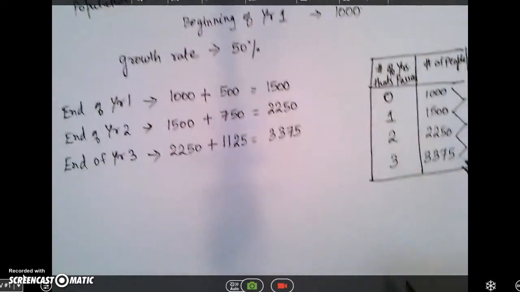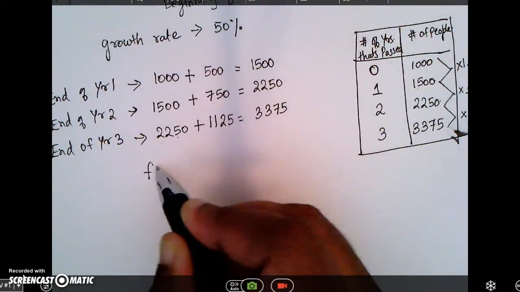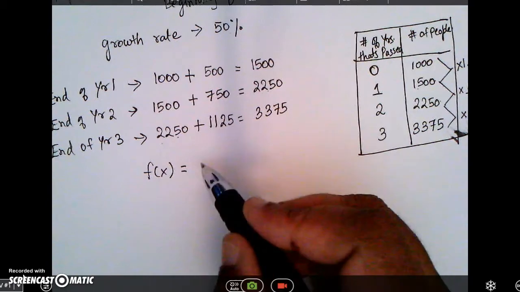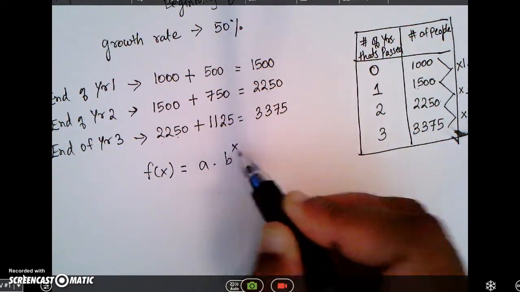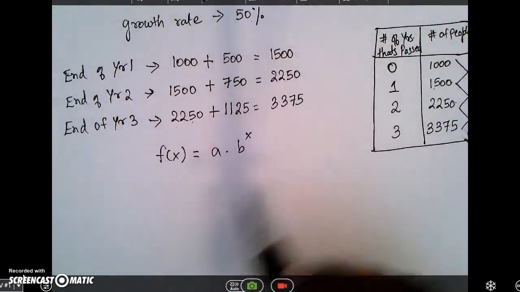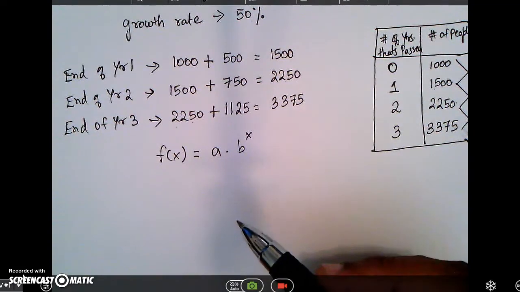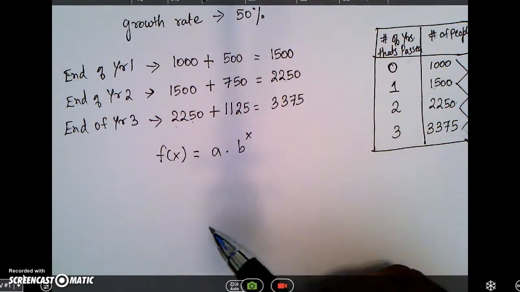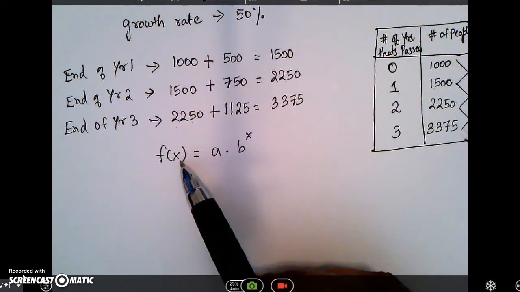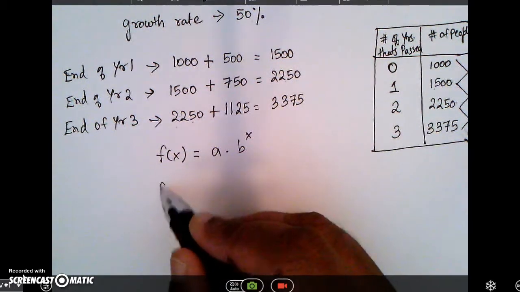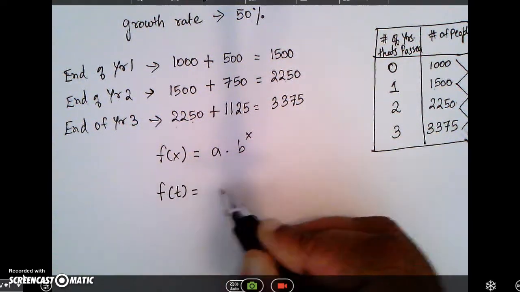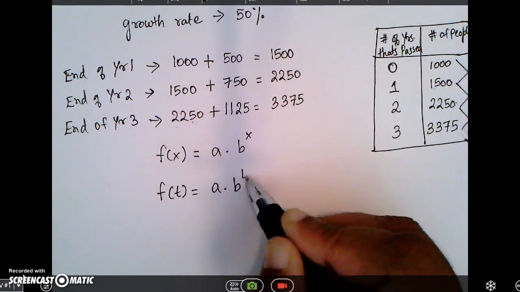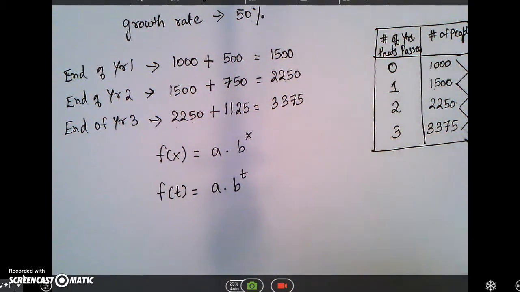All right. If I want to write an equation for this, start with f of x equal to a times b to the power of x. Here we are going to change the letters a little bit because it's always to do with time. The growth and decay is always to do with time. So my input is time. So instead of x, I'm going to use a t. So f of t equals a times b to the power of t. T represents time.